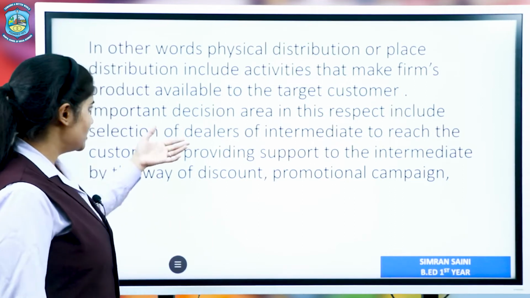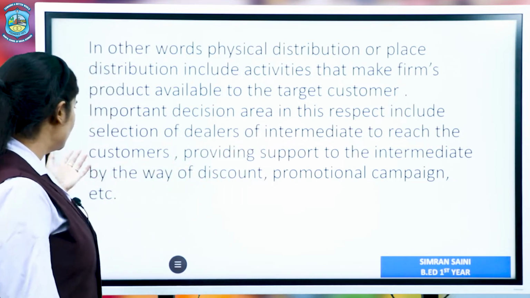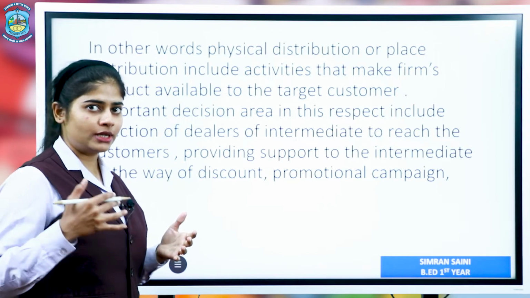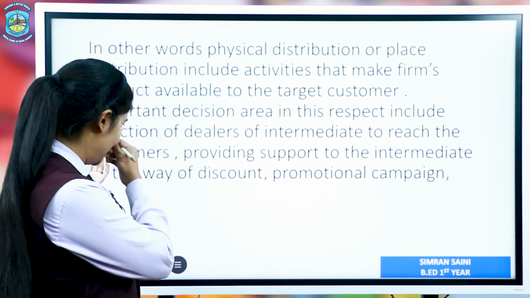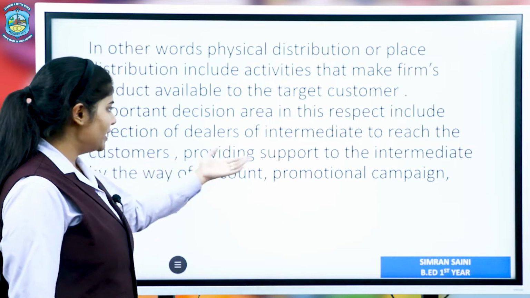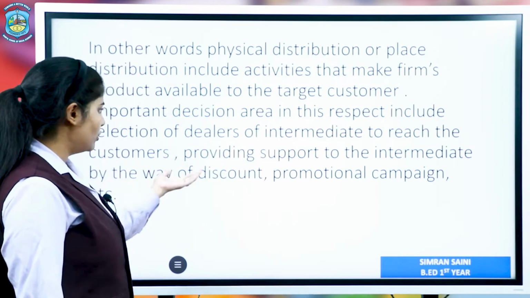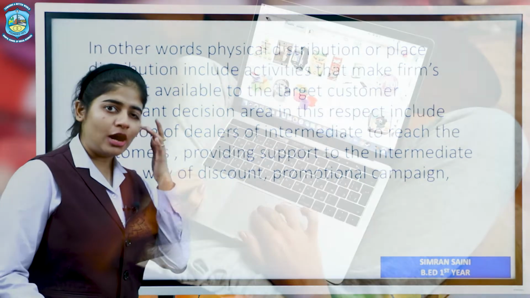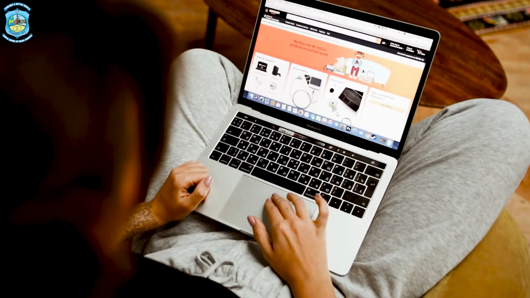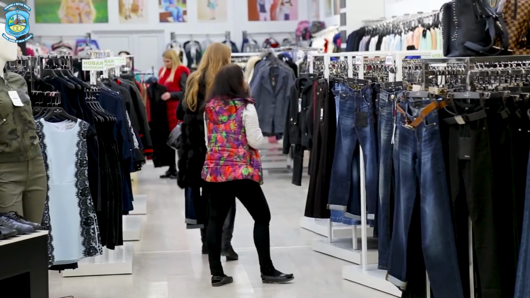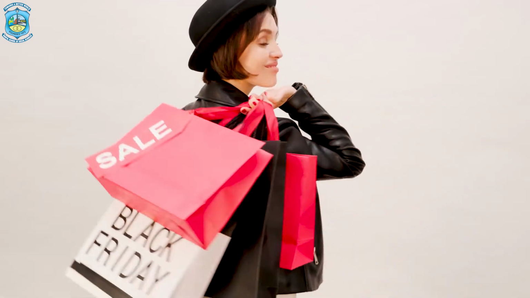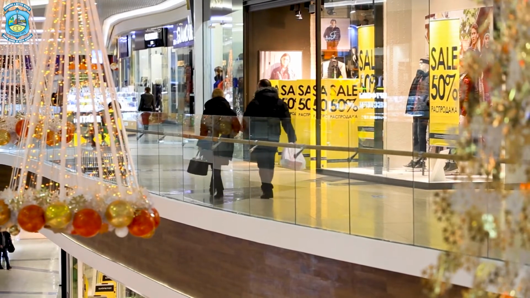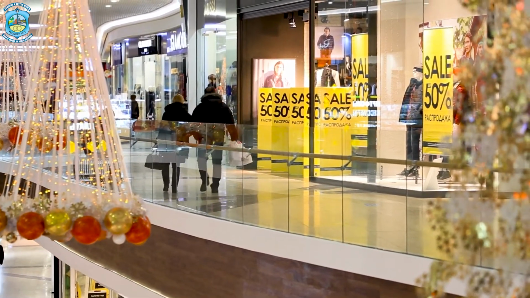An important decision area in this respect includes the selection of dealers. Basically, we need appropriate dealers through which we can transfer our goods, and the connection which we need. Another is providing support to the intermediaries by way of discounts, promotional channels, and campaigns. Basically, how do we target our customers, like providing discounts and offers, or running sales and promotional campaigns, or big hoardings and so on. Through this, we can attract our customers to buy our products.